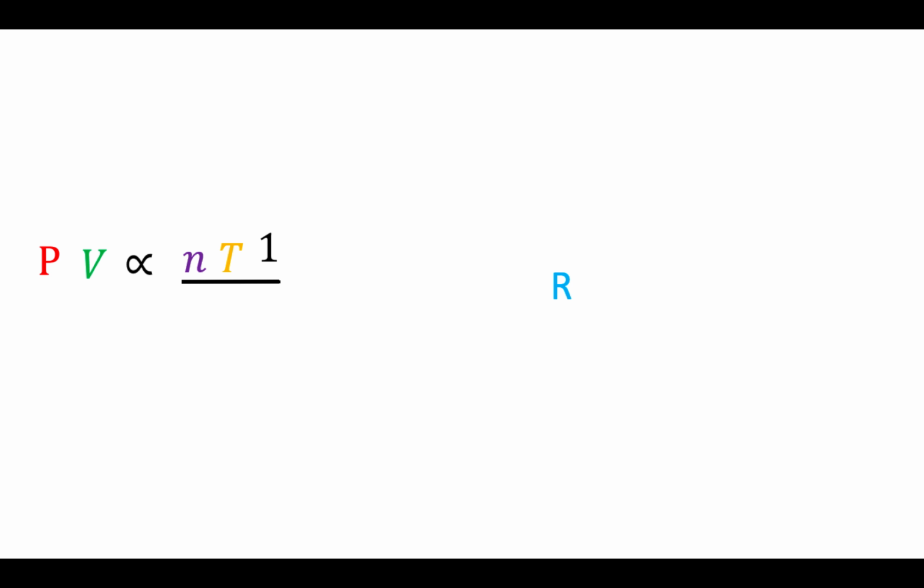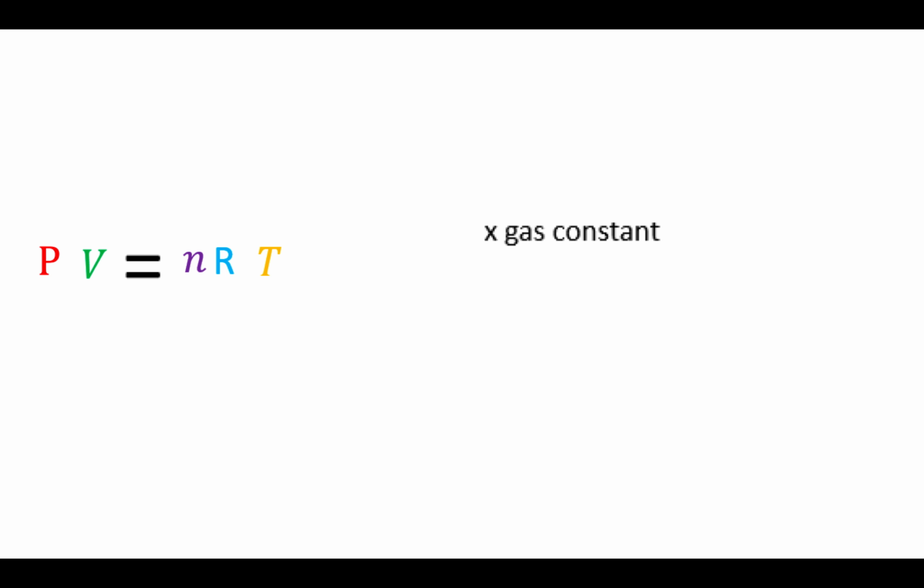Now this is where I get rid of my proportional sign by bringing in the gas constant. Now just like pi, the gas constant is a number that doesn't change and allows me to say a direct relationship. This is the ideal gas law. PV equals nRT. It's not a huge part of our course, but it is a huge part of chemistry.